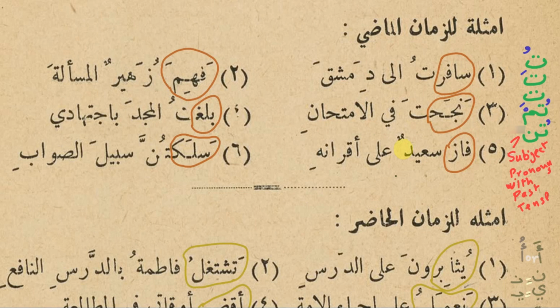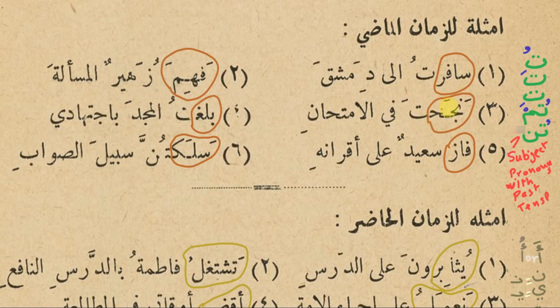So in these examples here it says سافرت إلى دمشق. This sentence means I traveled to Damascus. Notice here I highlighted the past tense verb. All these verbs here are in the past tense. So سافر, he traveled. نجحت في الامتحان, I succeeded in the exam.